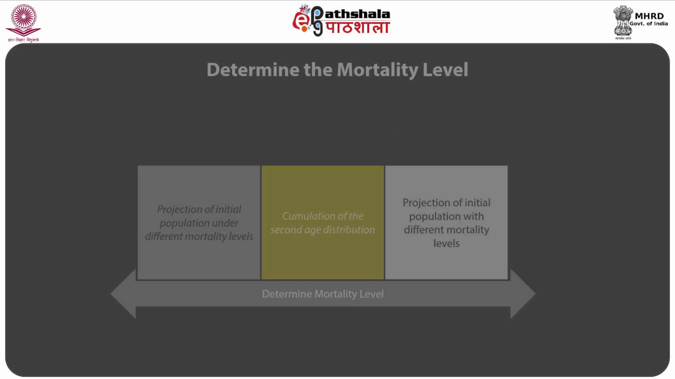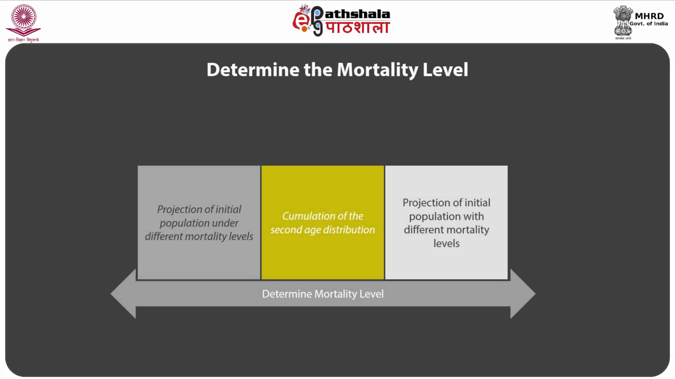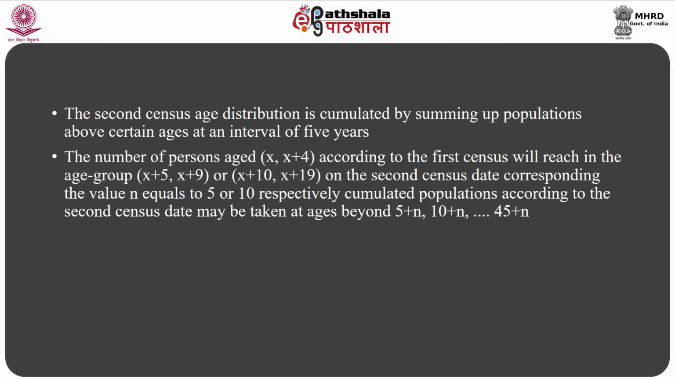Number 2. Cumulation of the second age distribution. The second census age distribution is cumulated by summing up populations above certain ages at an interval of 5 years. The number of persons aged x to x plus 4 according to the first census will reach the age group x plus 5 to x plus 9, or x plus 10 to x plus 19, on the second census date, corresponding to the values n equals 5 or 10 respectively.